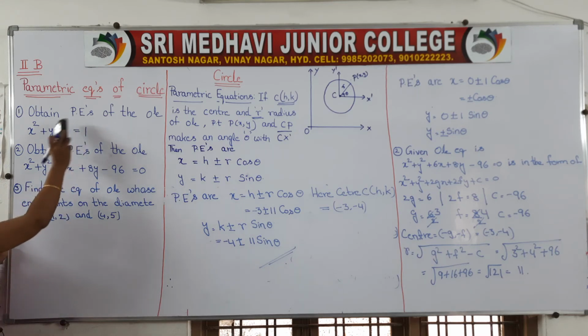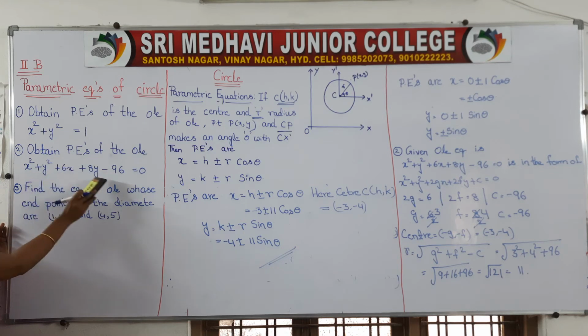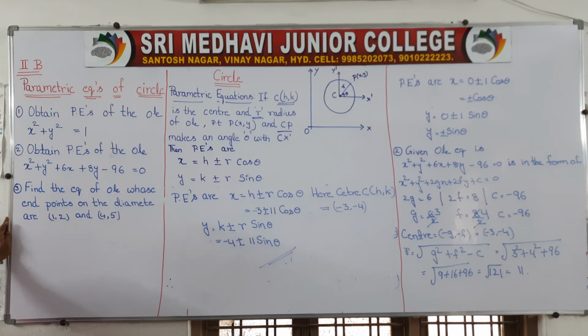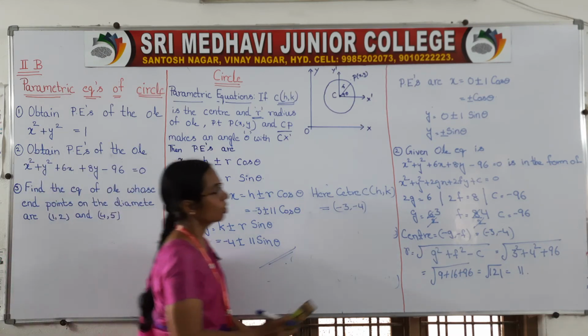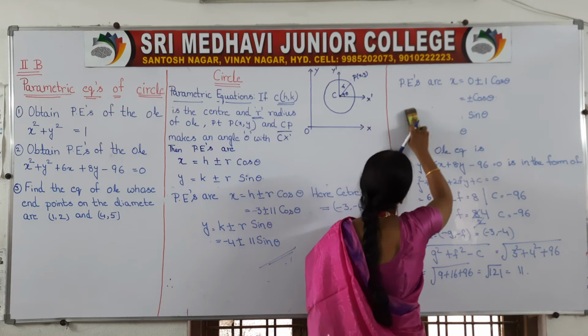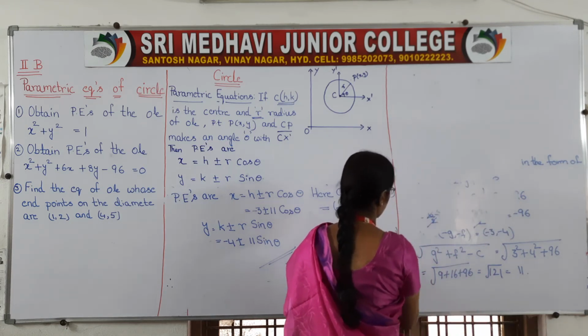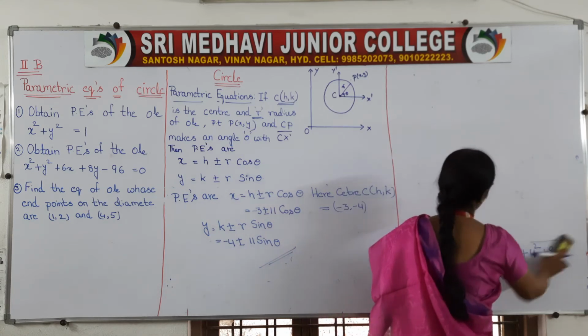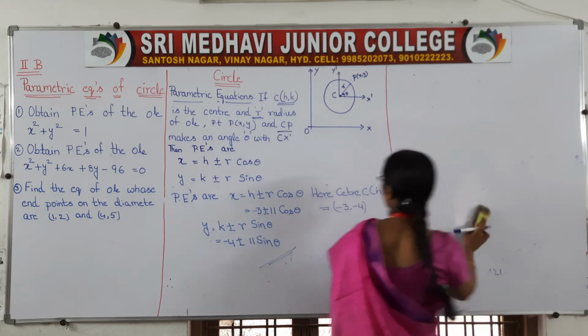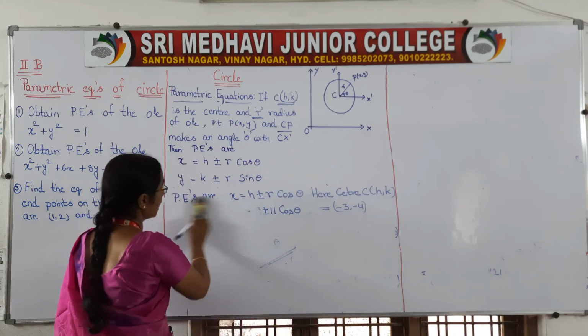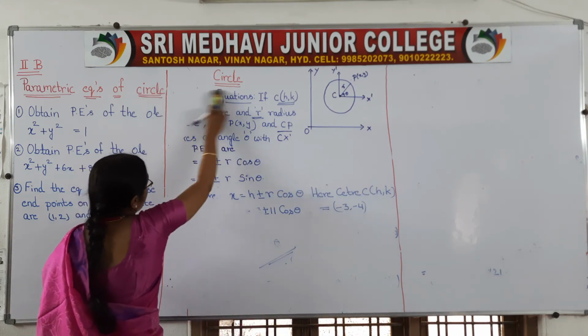So the first one is simple, x square plus y square is equal to 1, and the second one is in general form, where we find the center and radius and then write the parametric equations. This is about your parametric equations. Next we will go to one small topic: when two ends of the circle are given to us, how to write the circle equation.